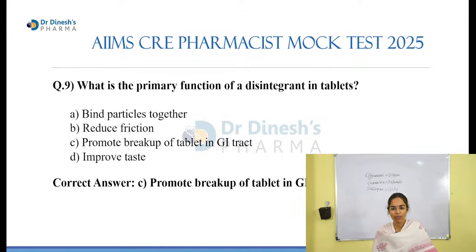And what are the substances that bind the particles together? Option A, binders. Option B, that reduce the friction, anti-frictional agents like glidants, lubricants, etc. And the substances that improve the taste.